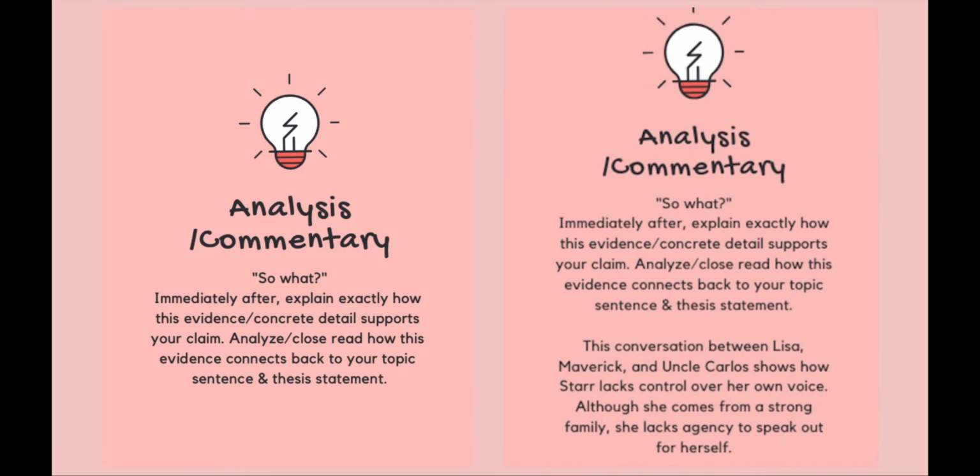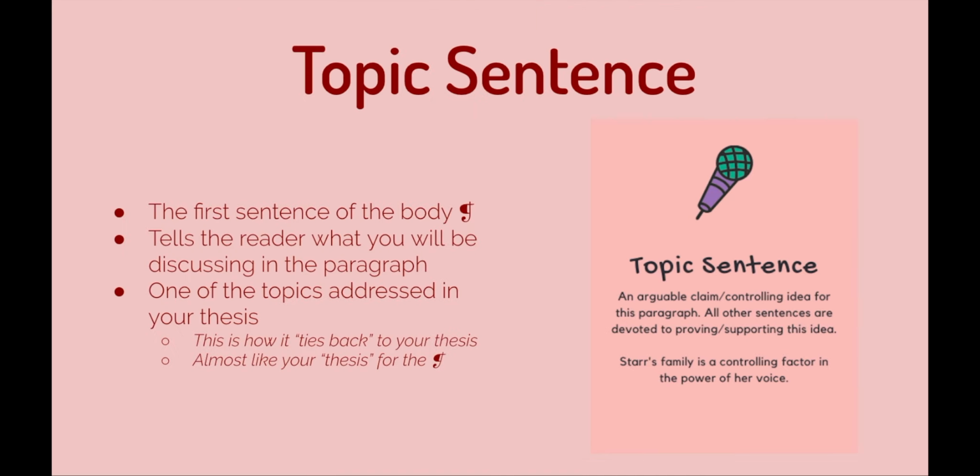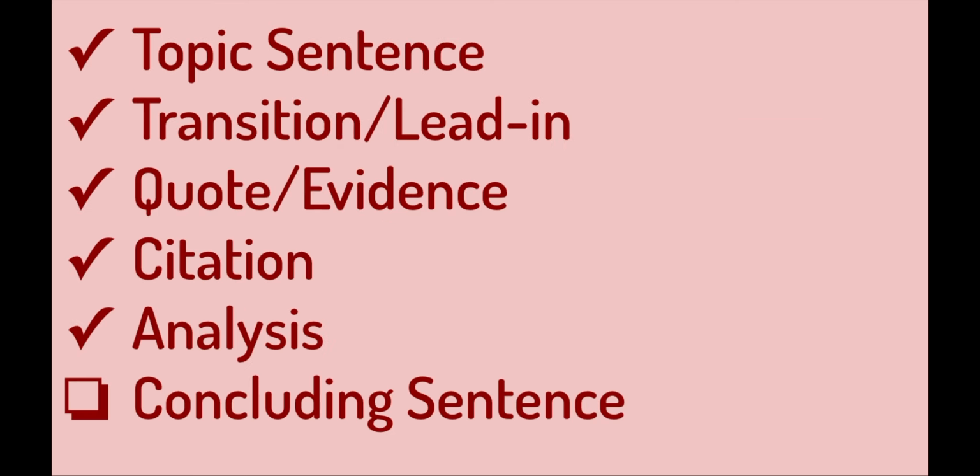Here's an example that builds off of the previous evidence shown. "This conversation between Lisa, Maverick, and Uncle Carlos shows how Star lacks control over her own voice. Although she comes from a strong family, she lacks agency to speak out for herself." So if we return to the topic sentence, we can see how this analysis supports the controlling idea that Star's family is a controlling factor in the power of her voice. Hopefully that wasn't too confusing, and that you can see how all of these 5 things tie together to support the thesis statement and your topic sentence.